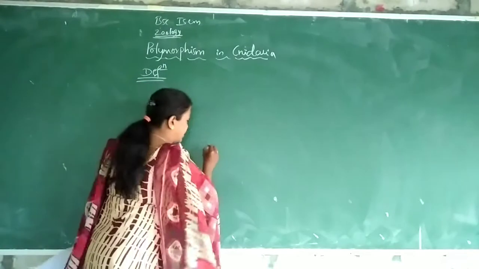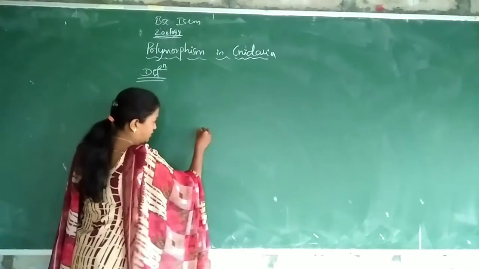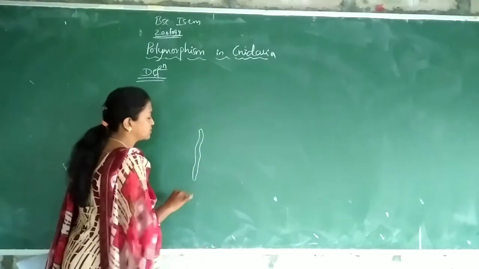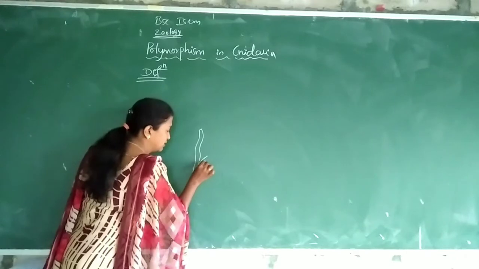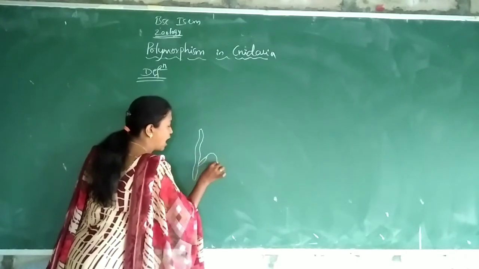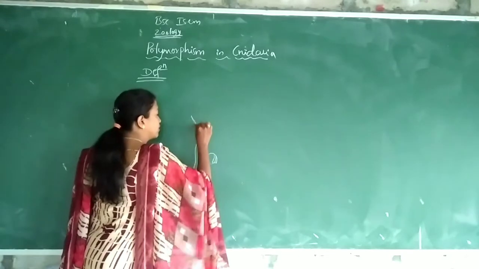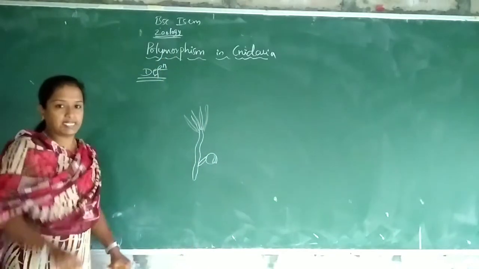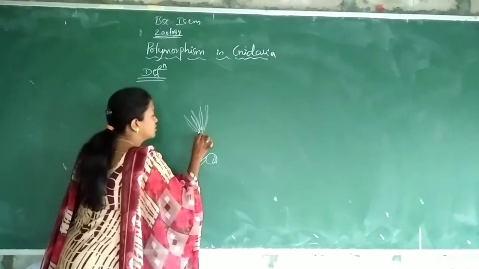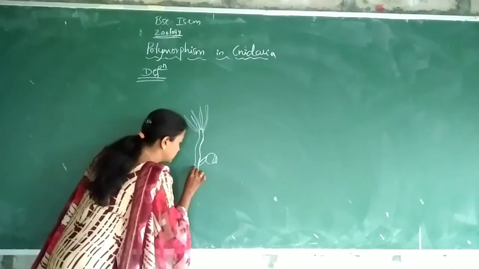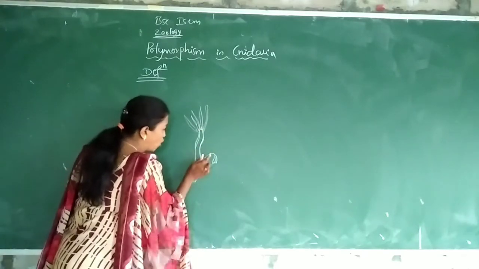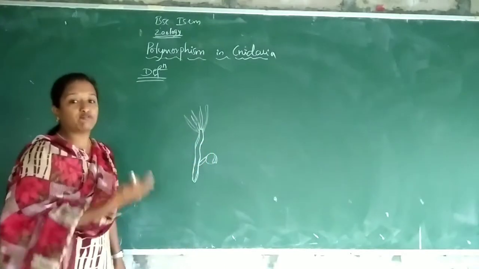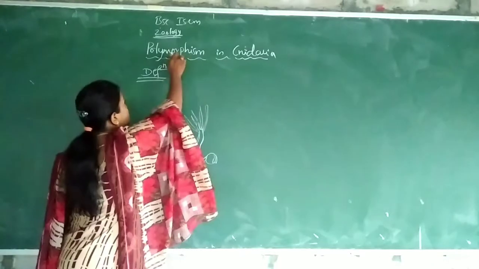Simply, we have to understand there is only one species. This one species is having two different individuals formed. What is the meaning of polymorphism? The definition is: the same species is having two different types of individuals, and these two different types of individuals perform different functions. That is called polymorphism.